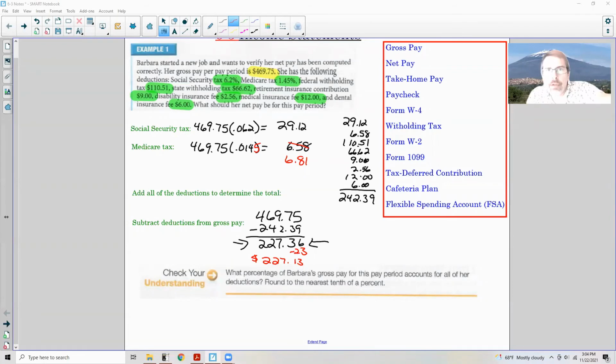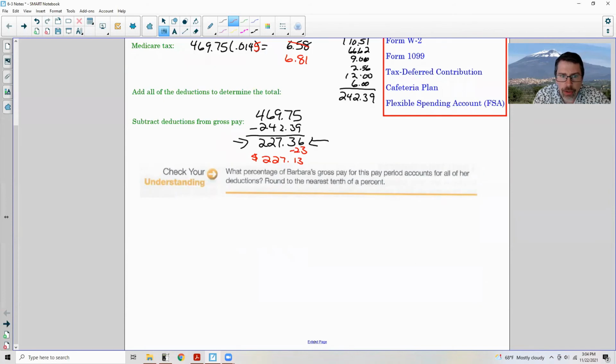Okay, so now let's check your understanding. Pause the video, see if you can answer this question. And here we go. It says, what percentage of Barbara's gross pay for her pay period accounts for all of her deductions? So all you have to do in this problem here is take her total deductions, which was what? 242, I said 39, but I had to add another 23 to make it correct. So her deductions were 242.62.